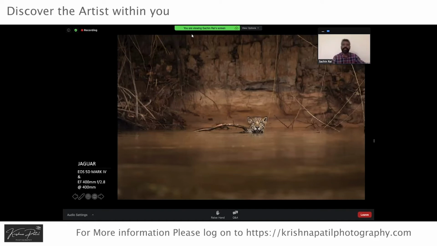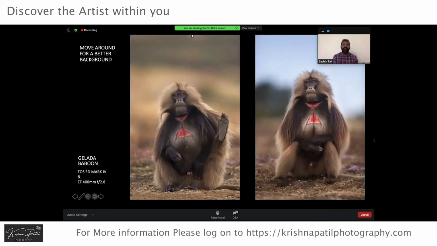So my request is, take both kinds of pictures so that you have a mixed version of both. Move around for a better background. Now, it's a Gelada baboon in Ethiopia, highlands of Ethiopia. The one on the left is what we were shooting, and then we realized that if we just move around a bit, and if the monkey also turns around for us, we can get a different background. So all we did is we moved around to the right, and we had a beautiful sky in the background.